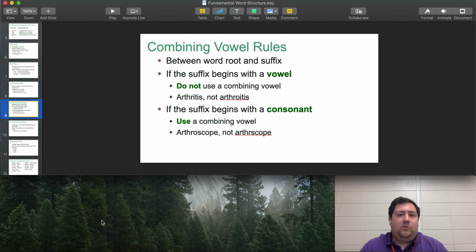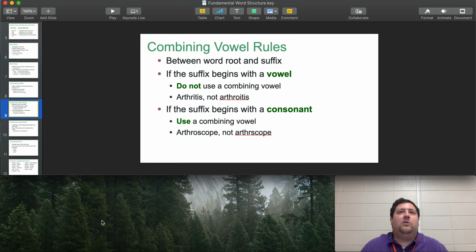So, in between the word root and the suffix, if the suffix starts with a vowel, a combining vowel is not necessary. So if you see the word arthritis on your screen, arthritis is an inflammation of your joints. It's not arthroitis. That extra O in there looks weird, and it doesn't really seem like it vibes with that word, okay? However, if the suffix begins with a consonant, then you definitely need to use a combining vowel, okay?